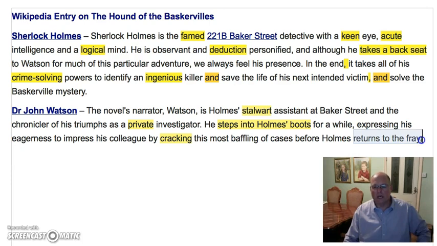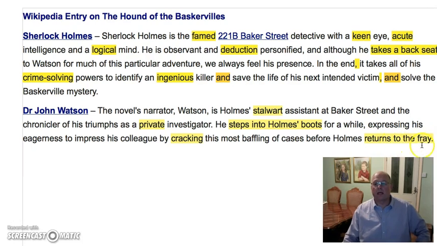he ends, or she ends, I don't know the gender of the person who's written this, with a nice touch here. Returns to the fray means returns to the battle or the case, but this language is deliberately old-fashioned. It's exactly the kind of language that Arthur Conan Doyle would have used in his writing. And so our encyclopedia writer has cheekily and deliberately used that same sort of language that Holmes himself or Watson himself would have used in his own or her own encyclopedia entry.